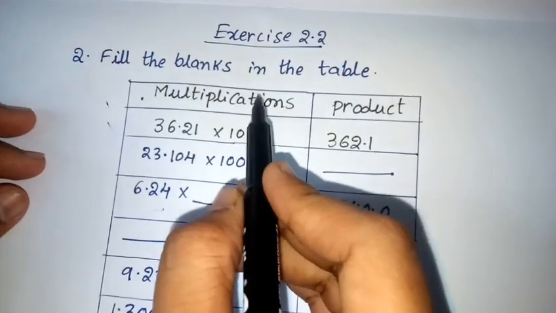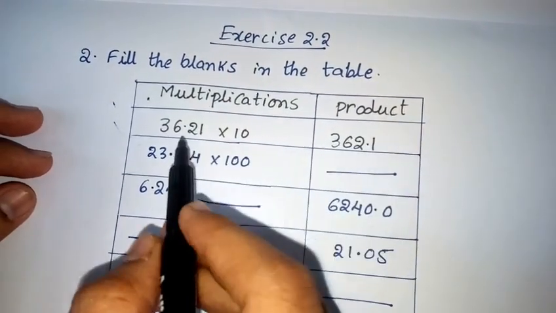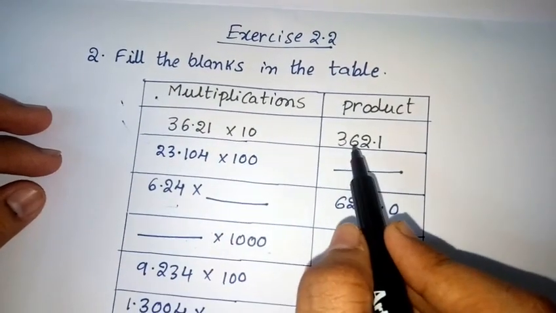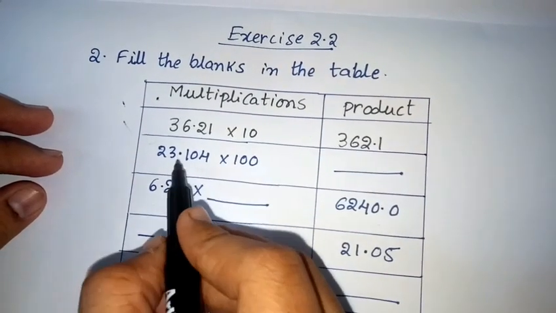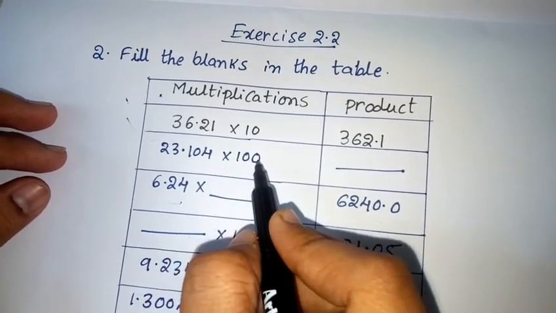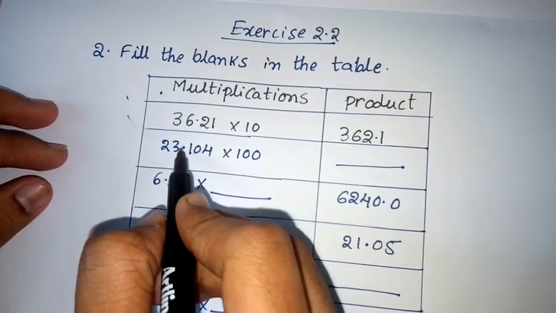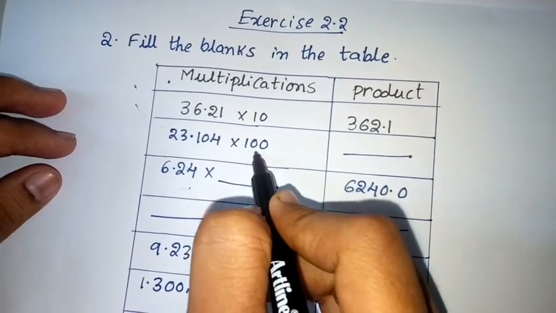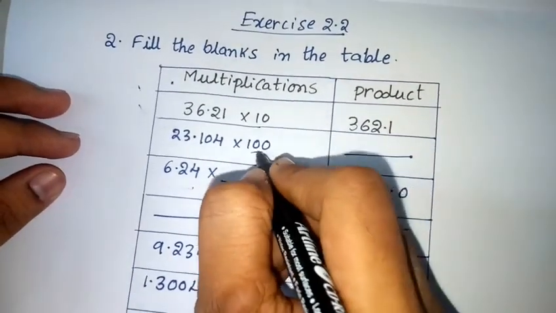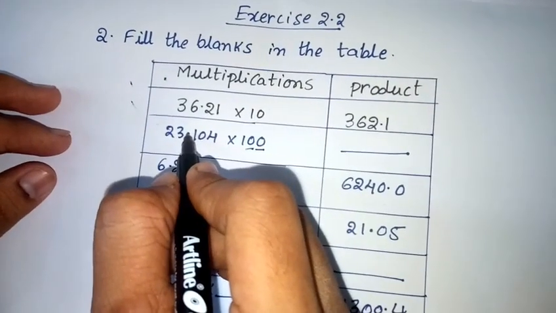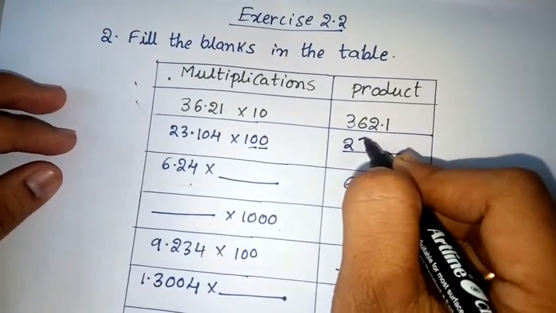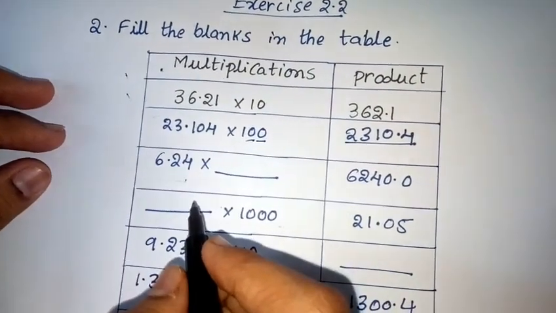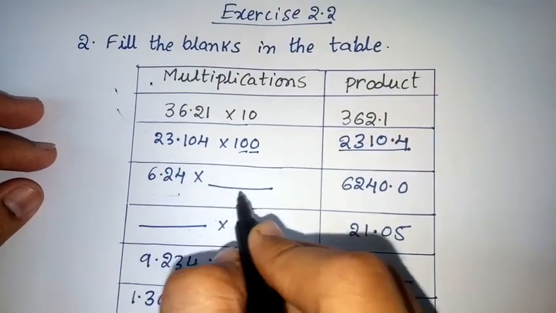Next problem, in exercise 2.2, second one: fill in the blanks in the table. So multiplications on the left side, product on the right side. The first row is already given: 36.21 into 10 is equal to the product 362.1. Next, the second one: 23.104 multiply with 100. So observe the problem. In 100, how many zeros are present? 2 zeros are present. So from the decimal point move 2 digits to the right, that is 2310.4.